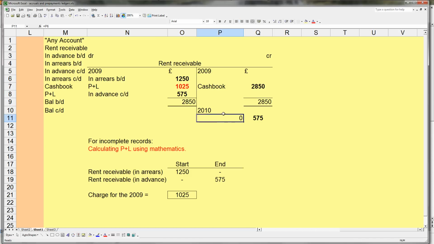Let's just quickly look at the maths approach to doing this. A bit easier in this case. You can see the ledger is helping you do it. But the charge for the year, we always start with the payment or receipt. In this case, this is a receipt because it's income. So this is the 2850.